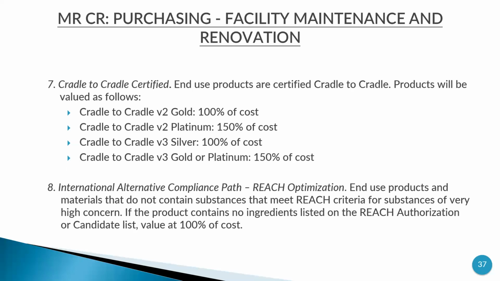Okay. So Cradle to Cradle certified, end use products are certified Cradle to Cradle, which means products will be valued at Cradle to Cradle V2 Gold, 100% of cost, Cradle to Cradle V2 Platinum, 150% of cost, Cradle to Cradle V3 Silver, 100% of cost, Cradle to Cradle V3 Gold or Platinum, 150% of the cost. See here, V2 Gold and Silver of V3 are 100%, whereas Platinum and V3 Gold and Platinum are 150%. What is V2, V3? Versions, version.